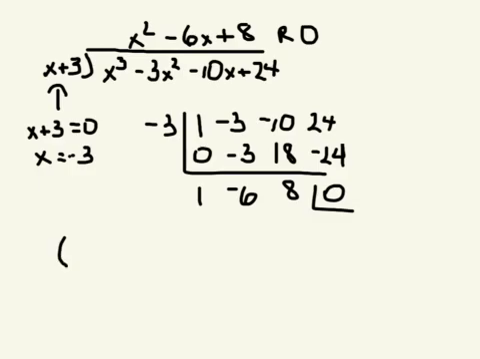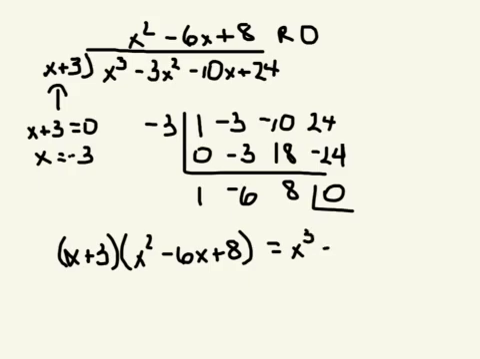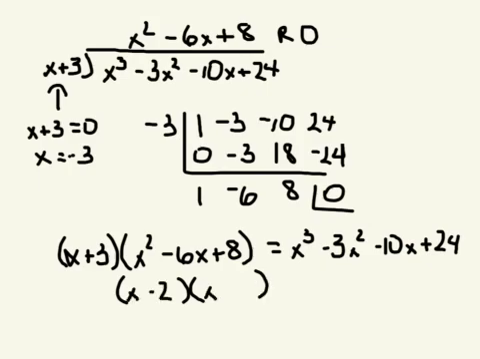And so I've just found a perfect factorization. X plus 3 times x squared minus 6x plus 8 is equal to the original cubic, x cubed minus 3x squared minus 10x plus 24. Notice that this other quadratic is one that I can also do by sight, maybe. X minus 2 times x minus 4. Sometimes that process is called reverse FOIL. And so I now have a complete factorization of the cubic polynomial. Synthetic division helped me do that.